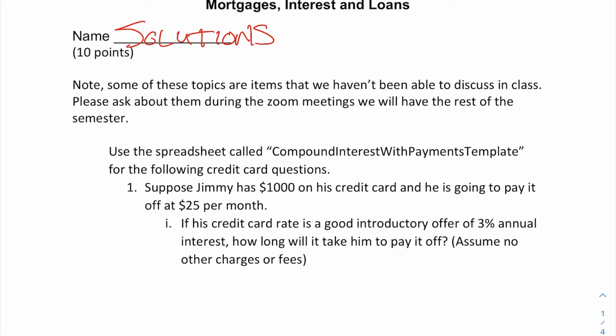So on this first problem, the problem is, suppose Jimmy owes $1,000 on his credit card, and he's going to pay it off at $25 per month. How do we set that up in a spreadsheet, and how can we answer that? So the question here is, if it's 3% annual interest, how long will it take him to pay it off? And we're going to assume that there's no other fees or charges or anything like that.